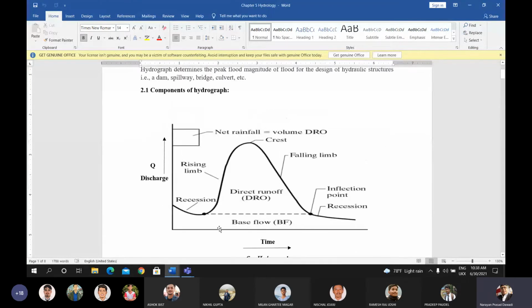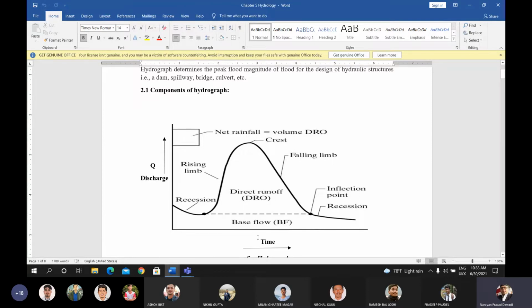And the base time is the time of the hydrograph from the start of the rising limb up to the downward inflection point of the falling limb. After this inflection point, the river does not get water from the surface runoff.